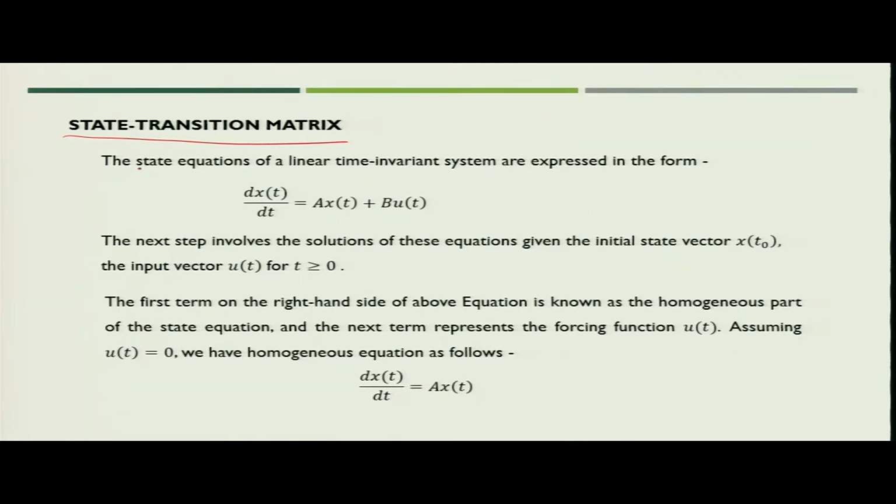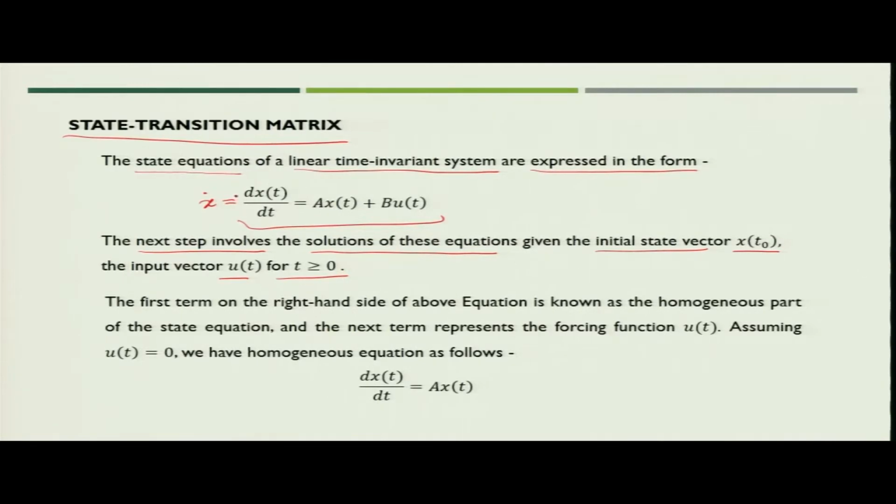In the previous slide we have seen that the state equations of a linear time invariant system are expressed in this form: dx/dt, which is nothing but x dot, is equal to Ax(t) plus Bu(t). Now, the next step is finding the solution of this equation. Let us assume that there is an initial state vector x(t0) and the input vector u(t) for time t greater than 0.